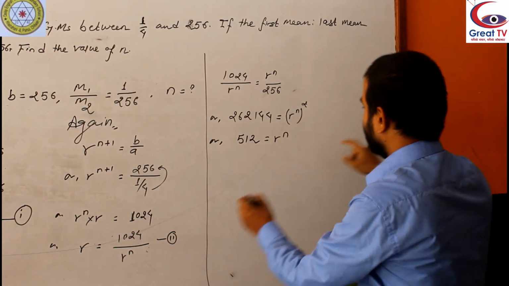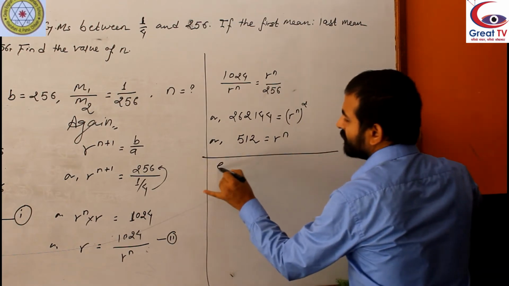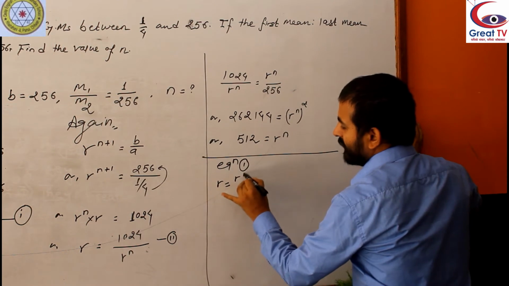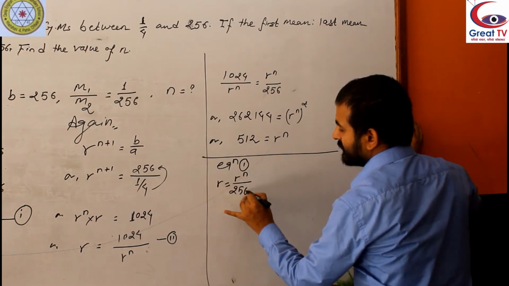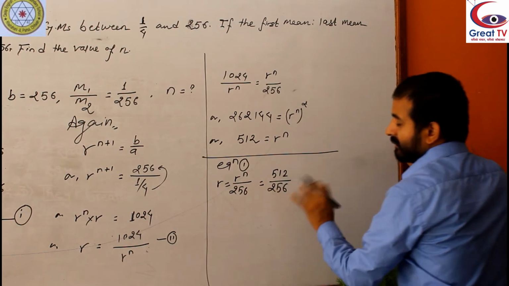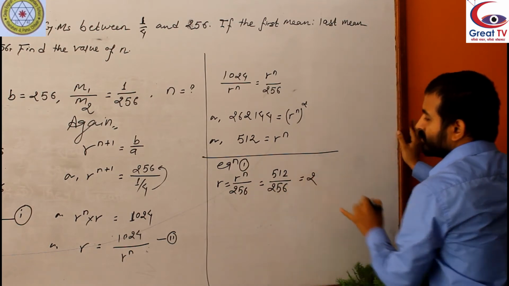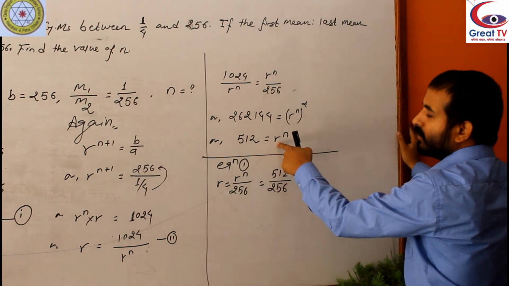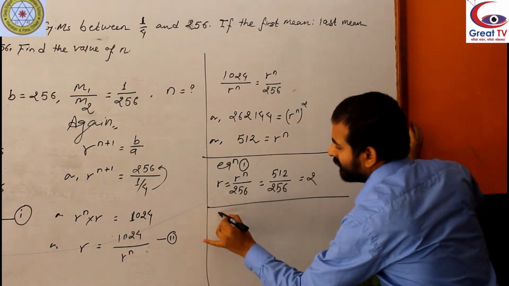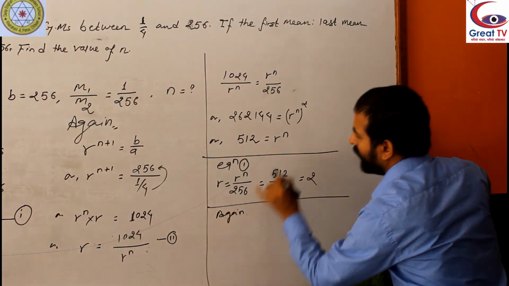Remember. So now let's bring the first equation. Equation first: r equals r^n by 256. r^n is 512 by 256. Remember, and it is 2. So r is 2, which means now this is 2 to the power n. Remember. Again continuing from the previous one.